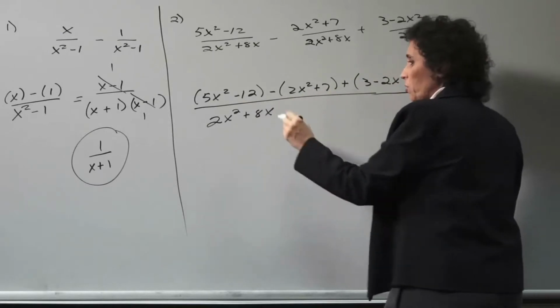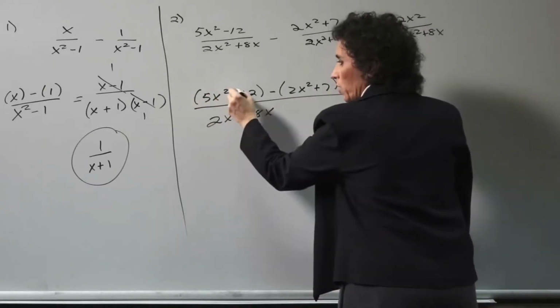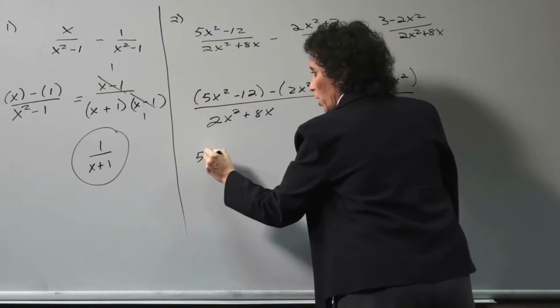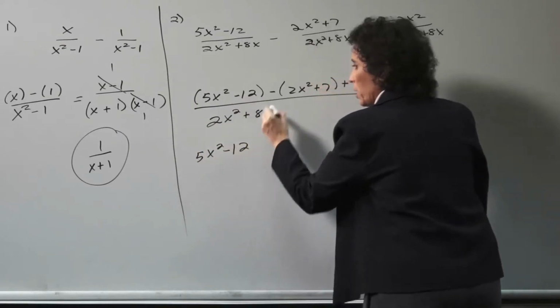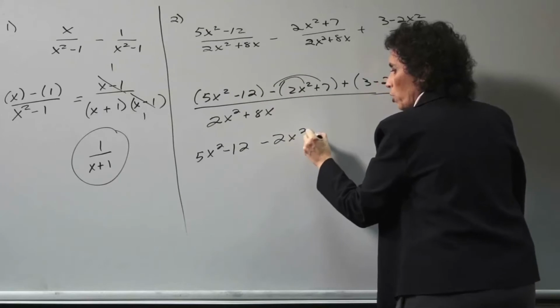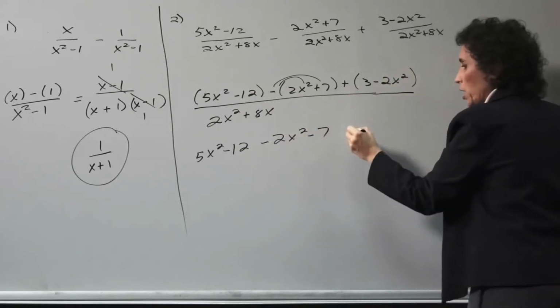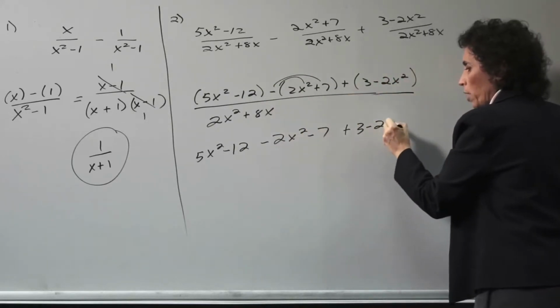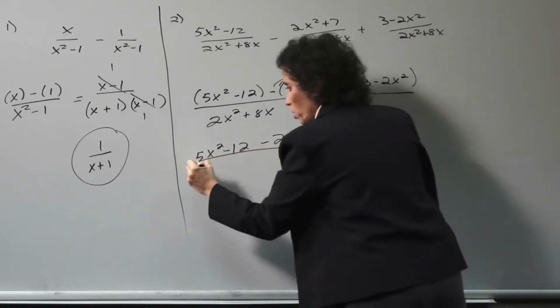Okay, so I'm going to rewrite this because I should not try to go right to my answer from parentheses. I'm going to simplify this. I don't really need these parentheses. So it's 5x squared minus 12. Here, I'm going to have to distribute the negative. I'm going to get negative 2x squared minus 7. Here, I don't really need it. Plus 3 minus 2x squared all over 2.